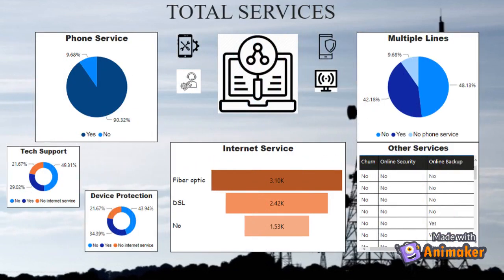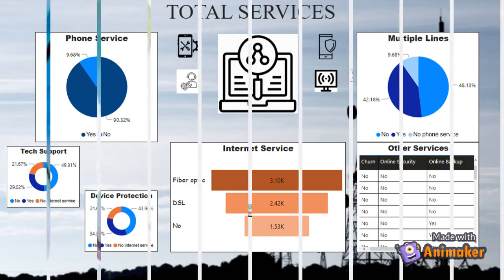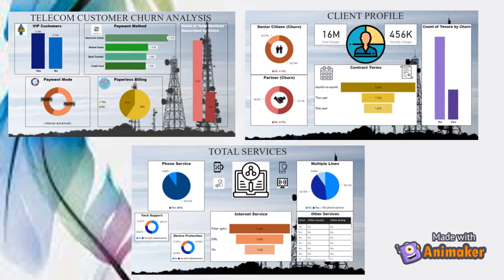And for the last page, which is the total services, this shows the count of churn for each service. These services include phone service, multiple lines, internet service, online security, online backup, device protection, tech support, streaming TV, and streaming movies. And here is the final output.